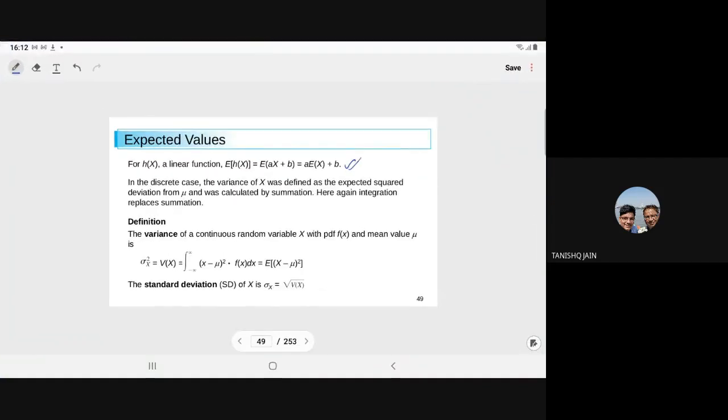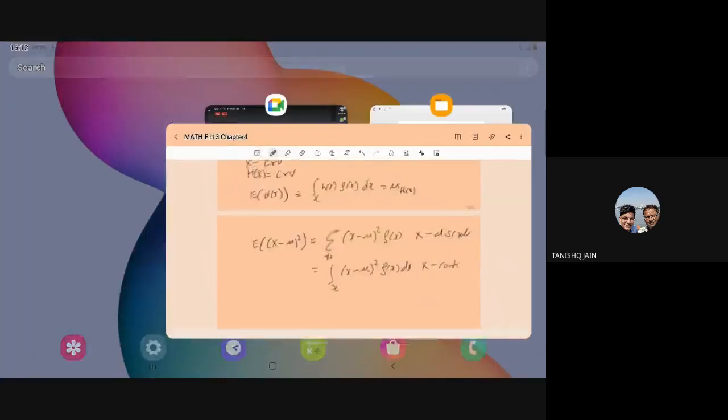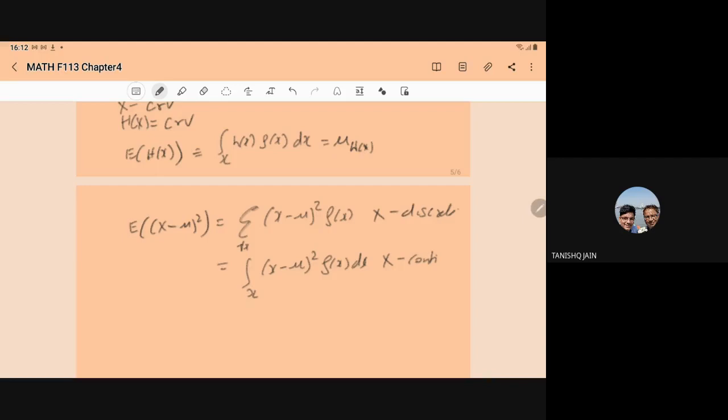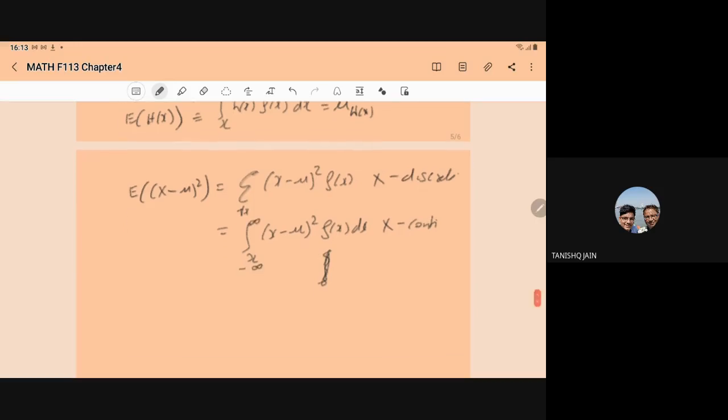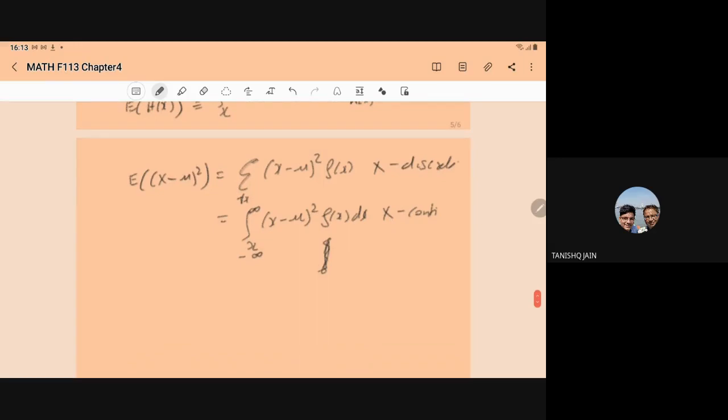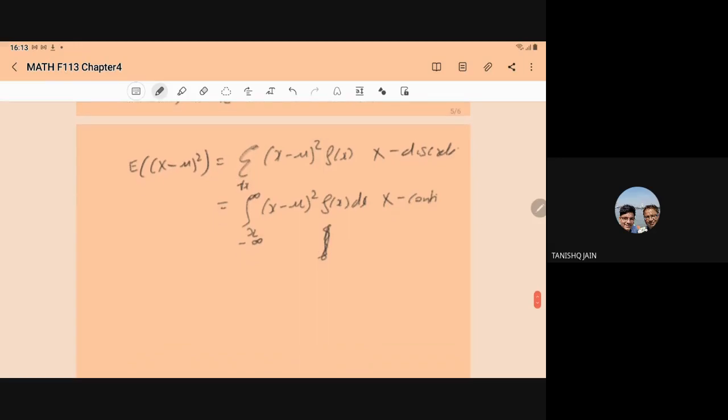What is this representation? This integration sign, what does the x written below represent? X means integration over x. That means we have to write the range, minus infinity to infinity. Whatever it represents, it is minus infinity to infinity.